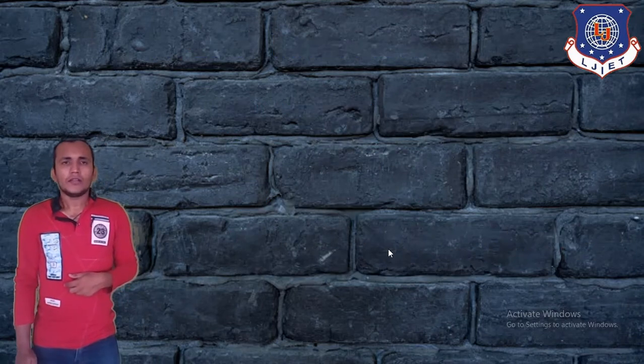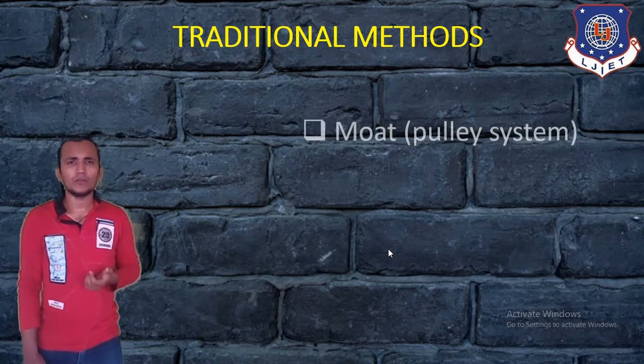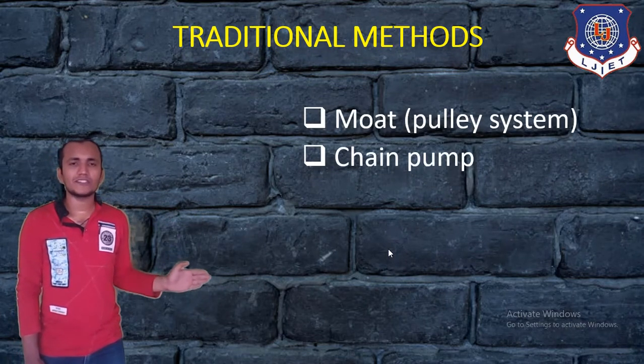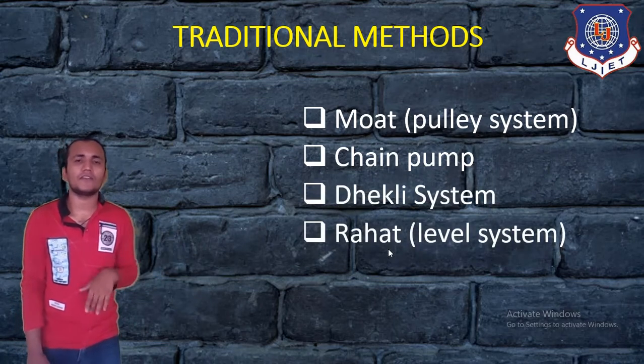So as per the crop requirement, we use different kinds of irrigation systems. Now we know that in the traditional methods we can use the moat or pulley system, then the chain pump system, then the Dalki system, then the Rahat or Persian wheel system.